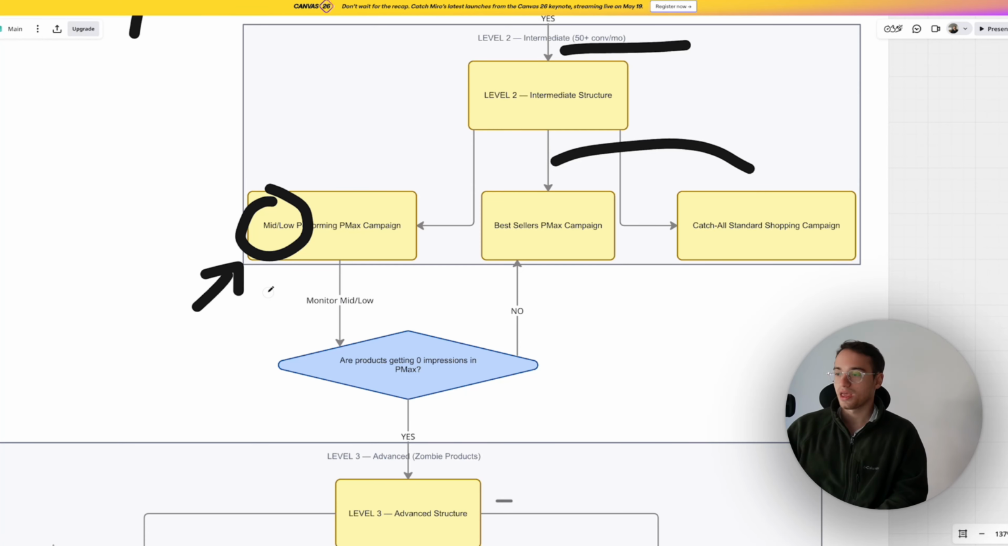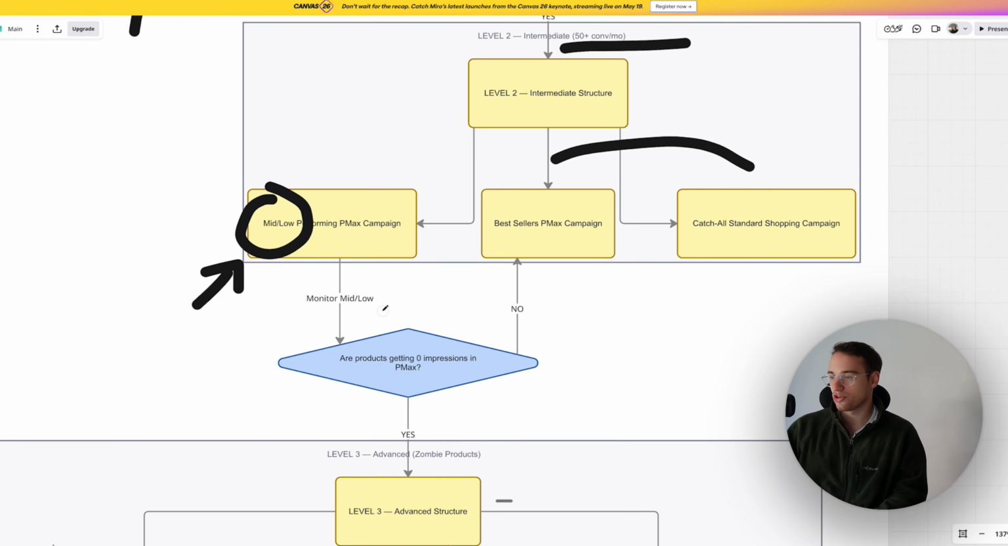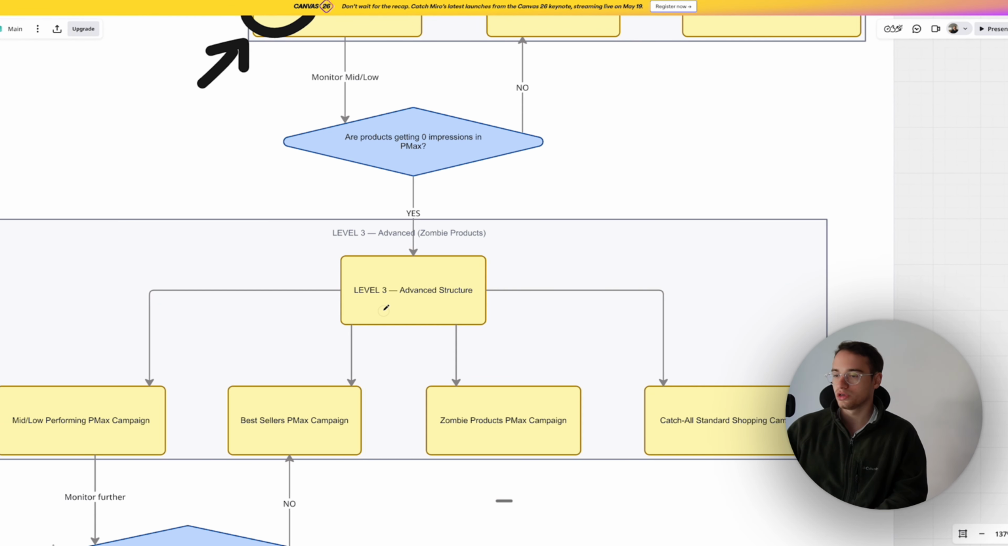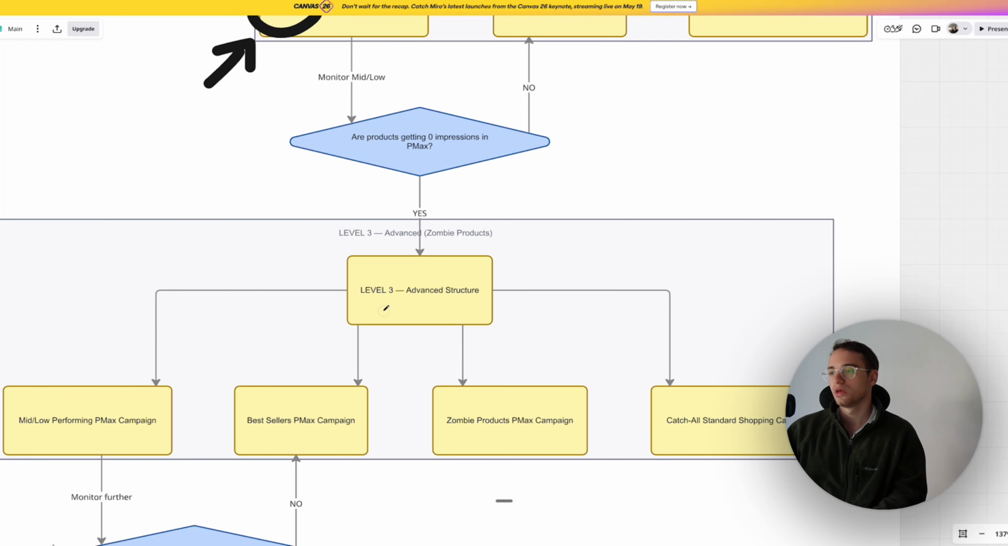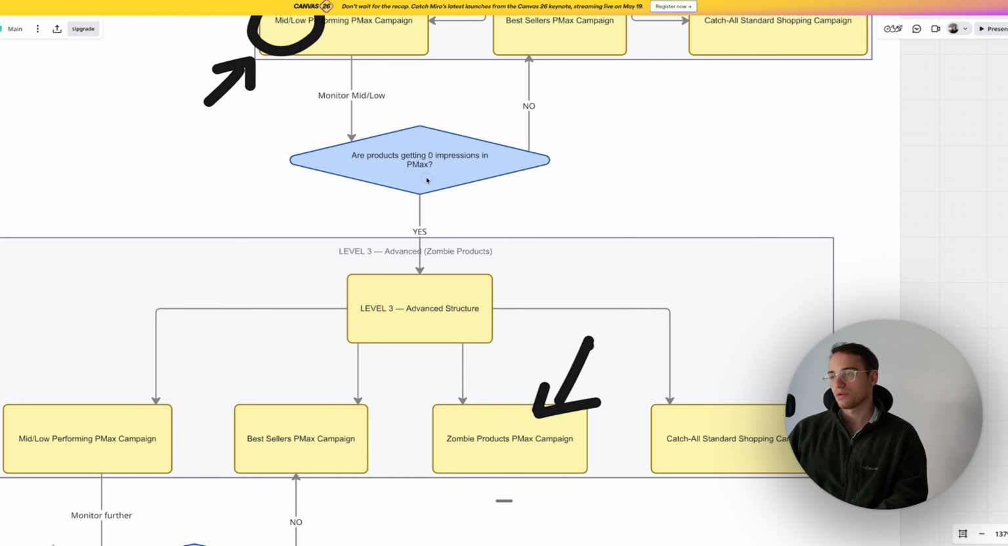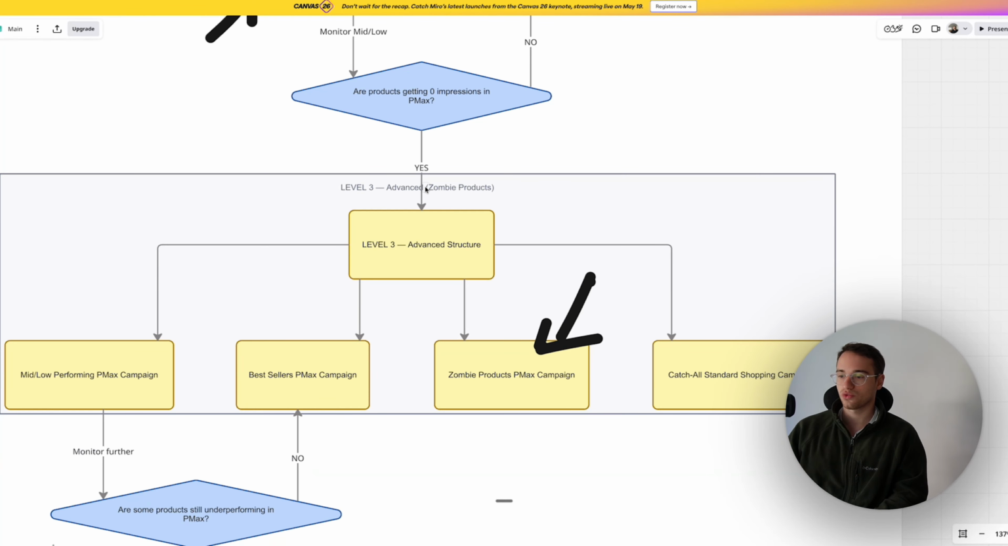So if they are getting 0 impressions, here's a quick trick that you can do, still on level 2, level 3: we have the zombie products PMAX campaign. So we have everything, and the only thing that has been added is this one, the zombie products campaign. Again, this is for businesses that have somewhat larger catalogs that we can play with. But for the most part, I'll keep things consolidated, unless we're not getting any impressions on some of the products and want to further isolate them.